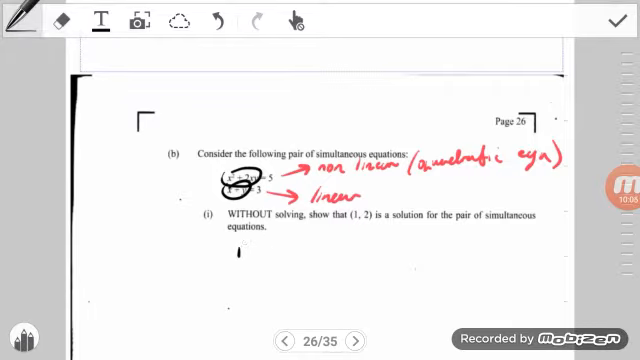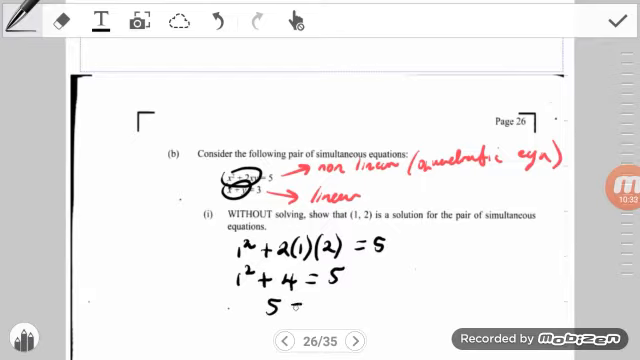We're going to square the 1, plus 2 times 1 times y, which we said is 2, and it should be equal to 5. Now if both sides are equal to 5, then (1, 2) is a solution. So we have 1 squared, and 2 times 1 times 2, that's 4, that's equal to 5. So 1 squared is 1, 1 plus 4 is 5, so 5 is equal to 5. Therefore, (1, 2) is a solution to the first equation.